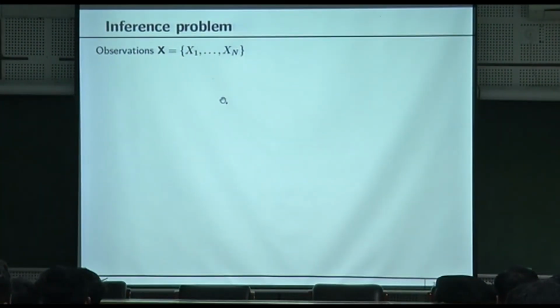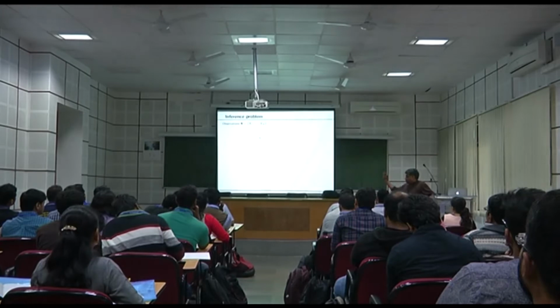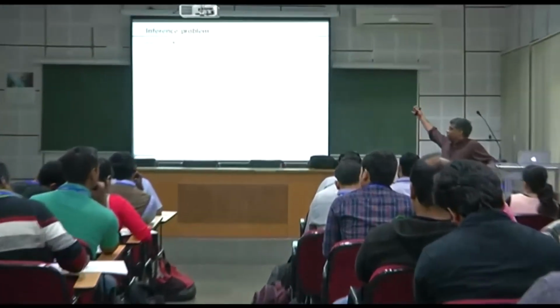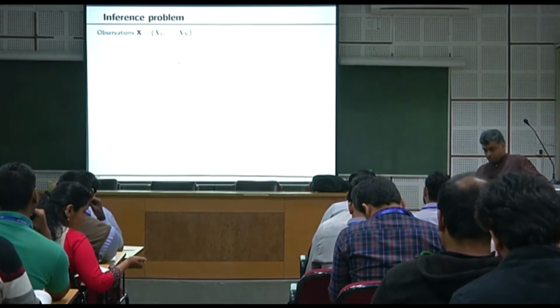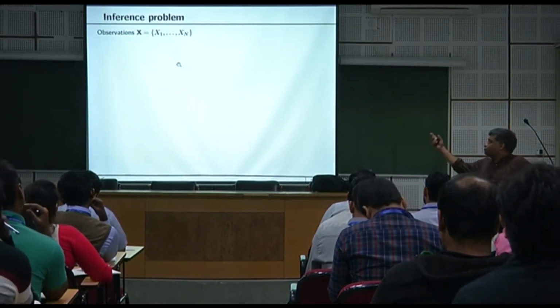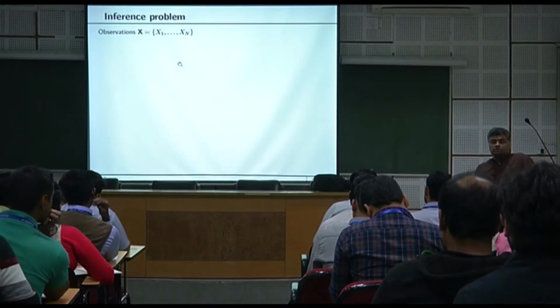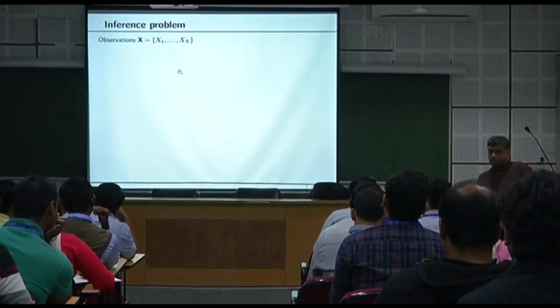To set the context, what we're trying to do is to solve an inference problem. What do I mean by an inference problem? There are some observations that I'm noticing. Capital X, the boldface X, will stand for capital N different samples of this quantity x. In the trivial example that we'll be looking at, these could be the results of coin tosses. So I've taken a coin.